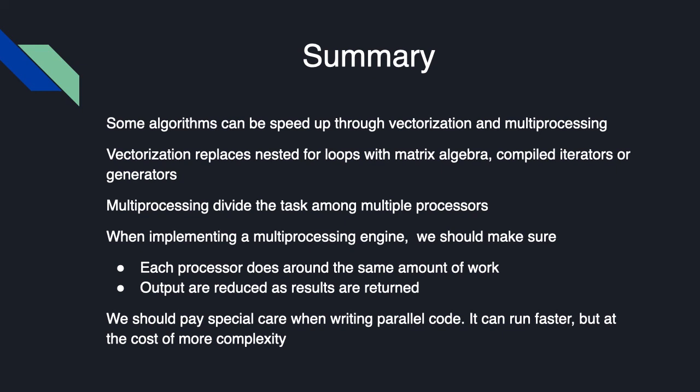To recap, in this chapter, we learned that some algorithms can be sped up through vectorization and multiprocessing. Vectorization replaces slow nested for loops with matrix algebra, compiled iterators, or generators. In multiprocessing, tasks are divided among multiple processors to achieve better performance. When implementing a multiprocessing engine, we should make sure that each processor does around the same amount of work. So when we partition the data, we should take that into account. And outputs should be reduced as results are returned to avoid post-processing taking too much memory. And in general, we should pay special care when writing parallel code. It can run faster, but at the cost of more complexity in our program.